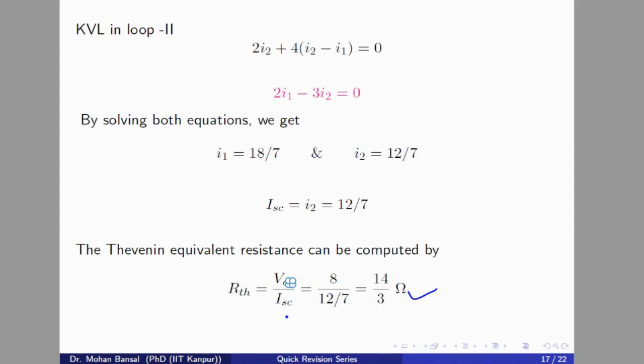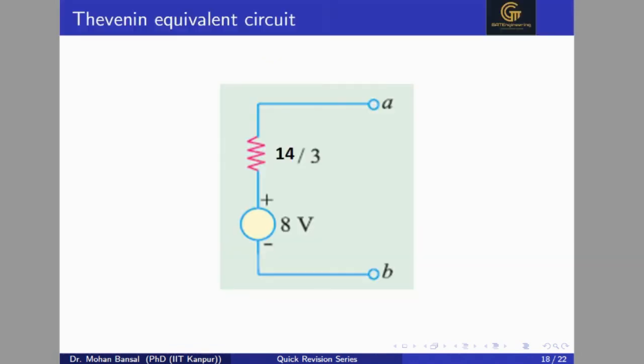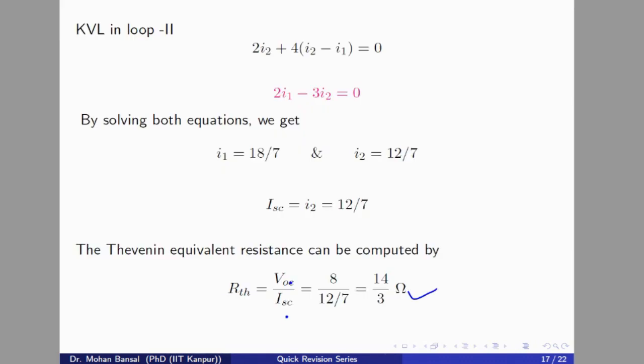Now what are the Thevenin equivalents? For Thevenin equivalent, we will use the VTH and RTH and connect them in series. For Norton's equivalent, we'll consider RTH and ISC and we'll connect them in parallel. So this is the ISC and this is RTH. This is in case of Norton's theorem. So this is the 12 by 7 ampere and this is the 14 by 3 ohm resistance. So this is the load terminal.